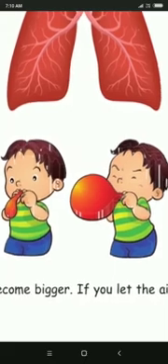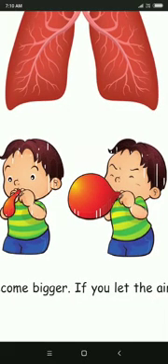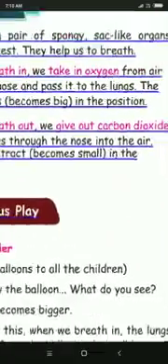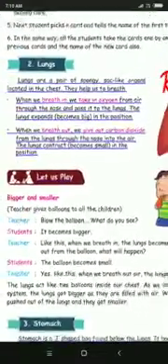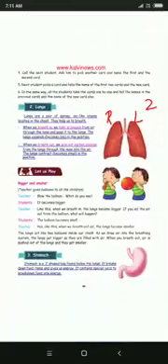What is the function of lungs? Once again I repeat. We breathe in oxygen from air. That oxygen goes to the nose and passes to the lungs. We breathe out carbon dioxide from the lungs through the nose into the air. This is the function of the lungs.